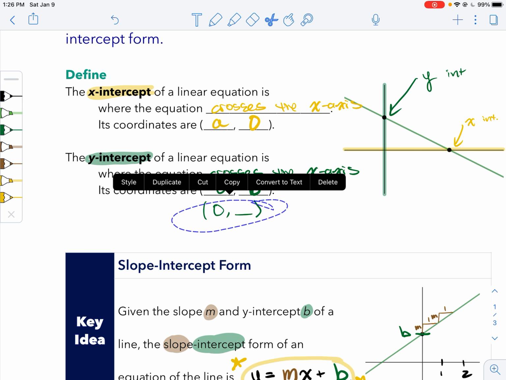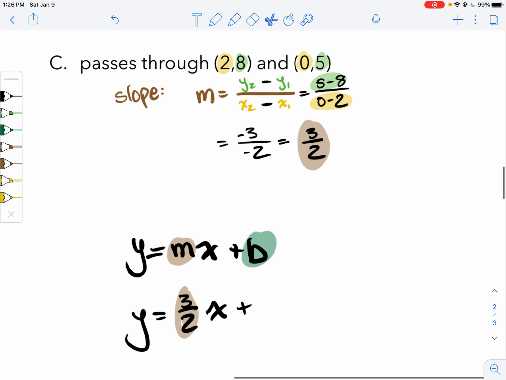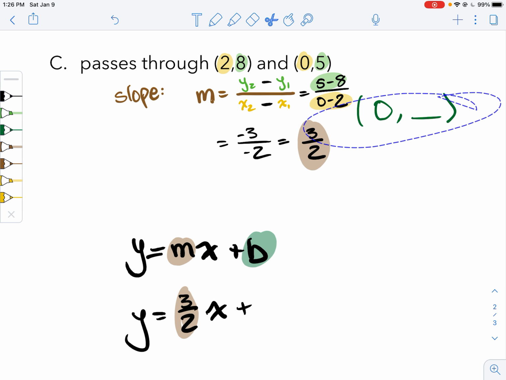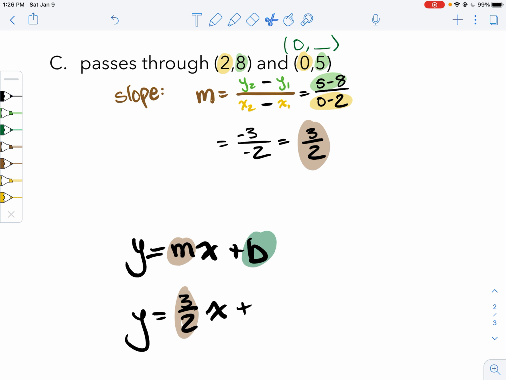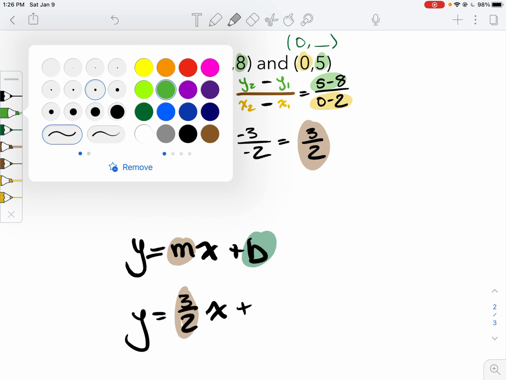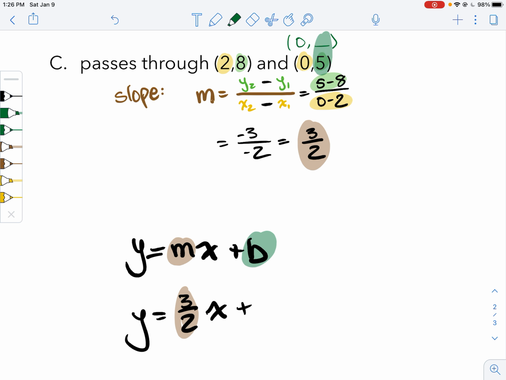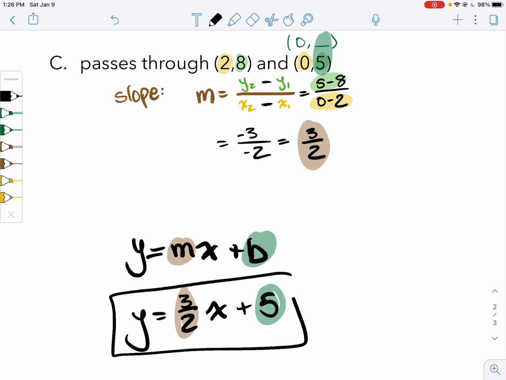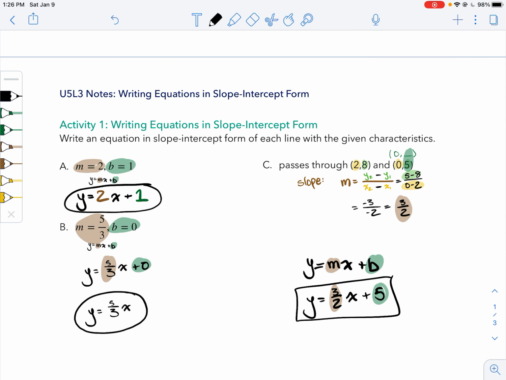So let's go back. Do we have a point? Do we know our y-intercept? Do we have a point that says 0, something? We do. So that means 5 is our y-intercept. So we have y equals 3 halves x plus 5. Ta-da! Got our equation.